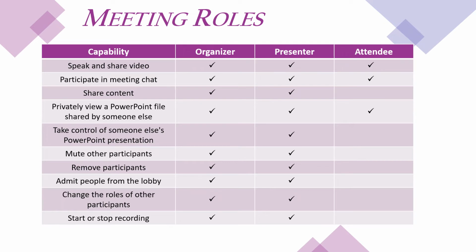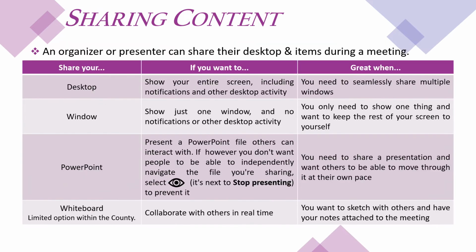The list on the screen identifies the capabilities of each role. As a meeting organizer, you can choose from adding people as presenters or attendees. Anyone who is not selected as a presenter is an attendee. Attendees have a more controlled experience, whereas a presenter basically has the same capabilities as the organizer. Both organizers and presenters can share content during a meeting.